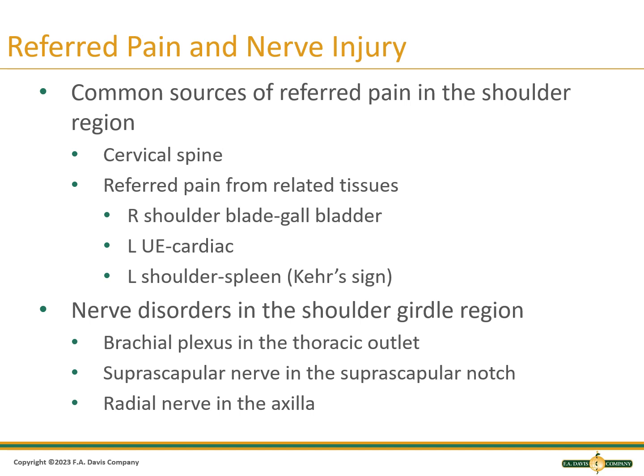So common sources of referred pain in the shoulder region are going to include the cervical spine. We can often have cervical spine dysfunction that refers as shoulder pain, and actually vice versa. And referred pain from related tissues, or I think that really should say unrelated tissues, but these are going to be more of our systemic referred pains. So right shoulder blade pain is going to be associated with gallbladder. Left upper extremity pain is going to be associated with cardiac issues, and left shoulder pain is going to be associated with spleen issues, and that's what we call Kehr's sign.